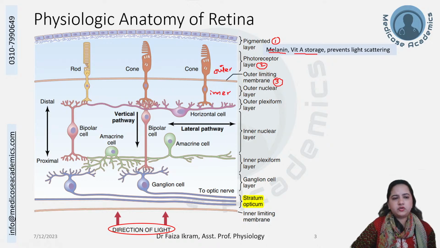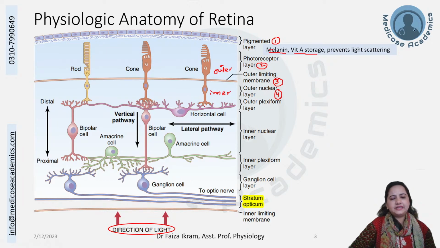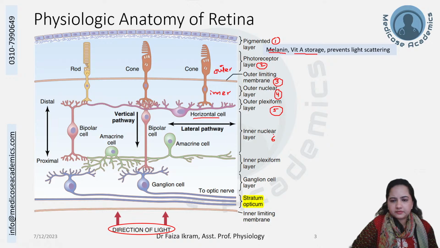The nuclei of photoreceptors form the fourth layer, the outer nuclear layer. Once photoreceptors receive light, they hyperpolarize and send their message to the next layer of cells, the bipolar cells. In between the bipolar cells and photoreceptors, you can see the horizontal cells. These form the outer plexiform layer. Bipolar cells form the inner nuclear layer.